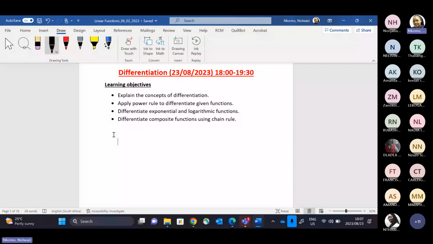Today I hope I'll be able to cover three rules, which are the power rule, the exponential and logarithm rule, and the chain rule. We do have other rules for differentiation, but for now we're only going to stick to these ones.